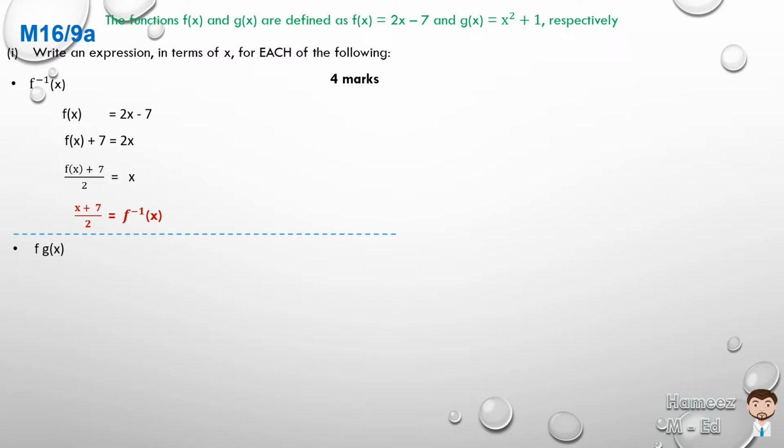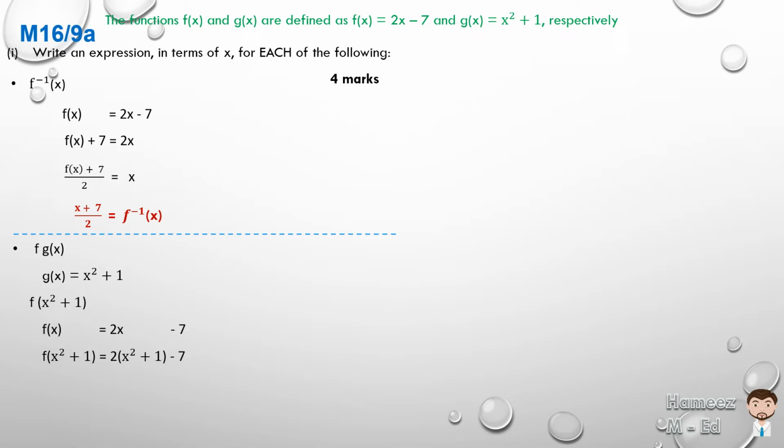fg of x, so that composite function. So let's first find g of x, which is x squared plus 1. And we can rewrite f of x squared plus 1 as we replace g of x by that. So let's write the function f of x equal to 2x minus 7, and we want to find f of x squared plus 1. So we're replacing x by this new term, x squared plus 1.